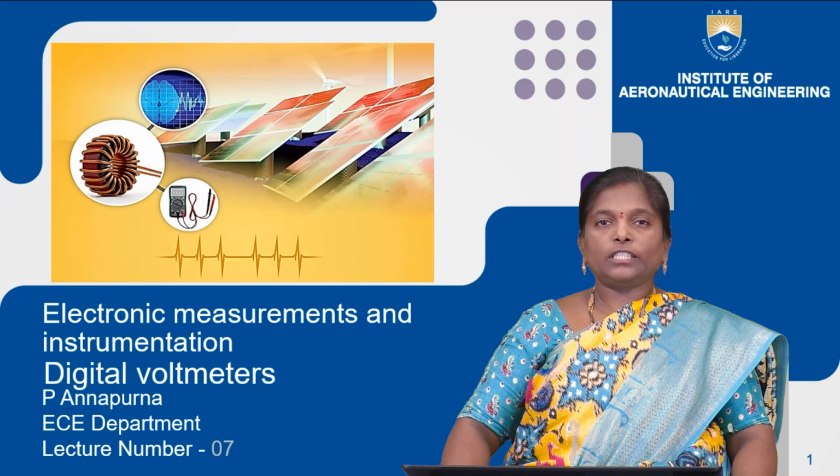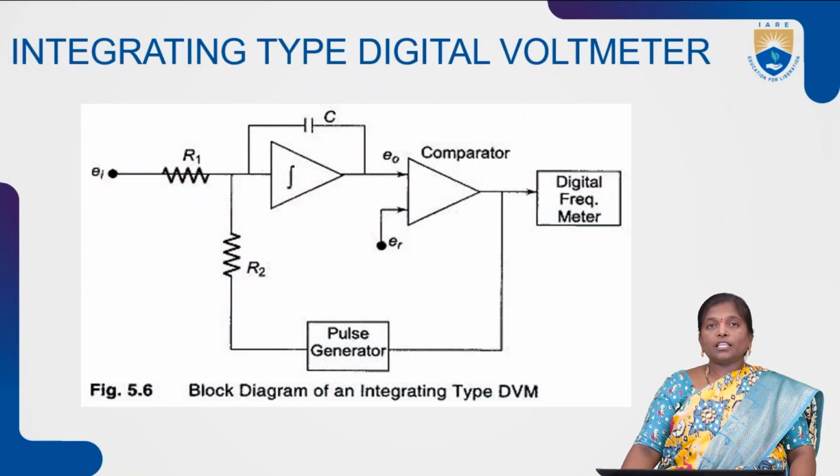What are the types of digital altimeters we have? In the last lecture we discussed one of the digital altimeters, and the next one is the integrating type of digital altimeter. Why do we choose the integrating type? It is one type of digital altimeter used to get the output frequency. That is, in the integrating type of digital altimeter we can convert voltage to frequency.